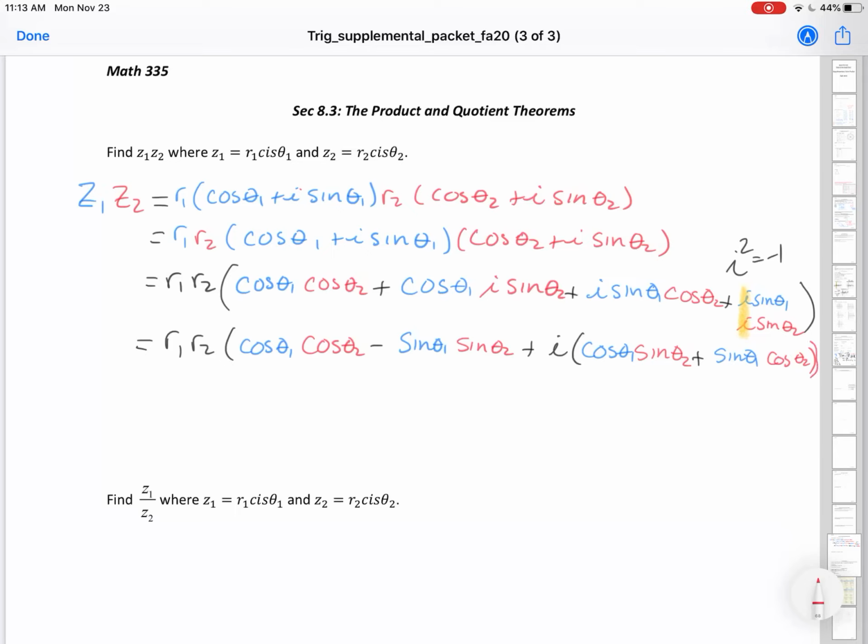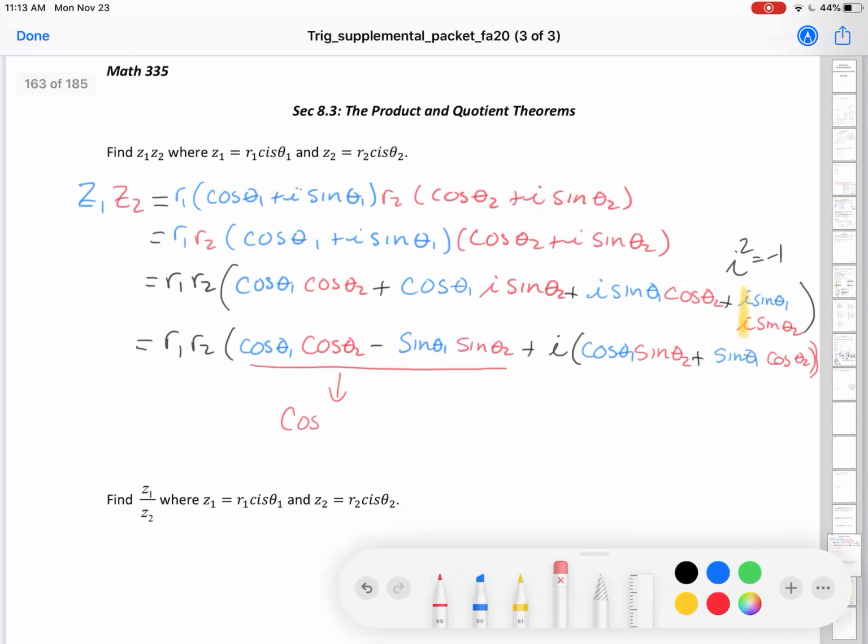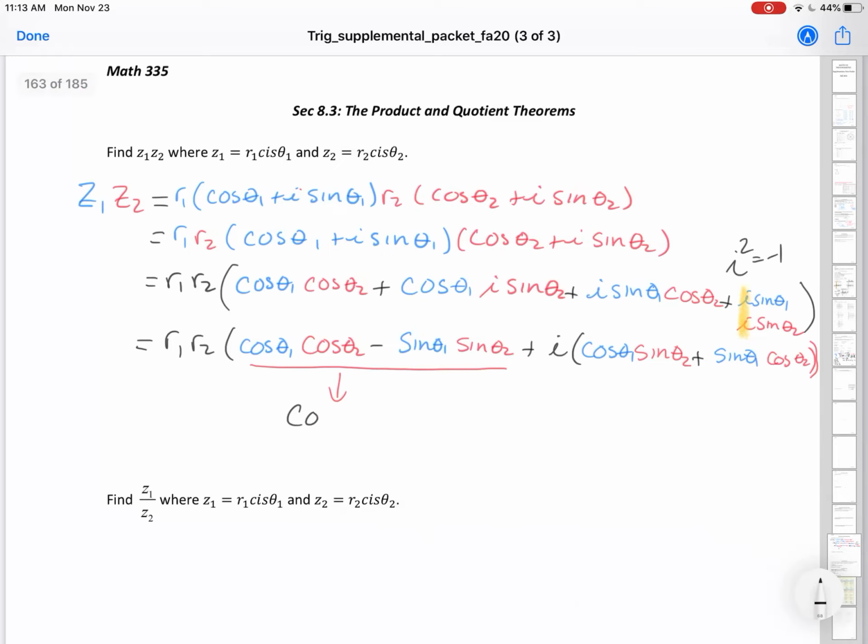Okay, so how about this first one? Do you recognize that? Sure you do. That's the cosine. Actually, let me put it in black because it's no longer... You recognize that from your identities. That guy right there is cosine of theta 1 plus theta 2. Remember, that's cosine minus sine. Perfect.